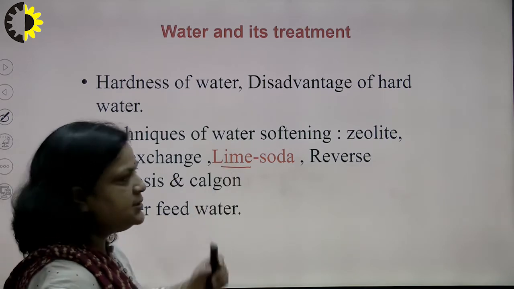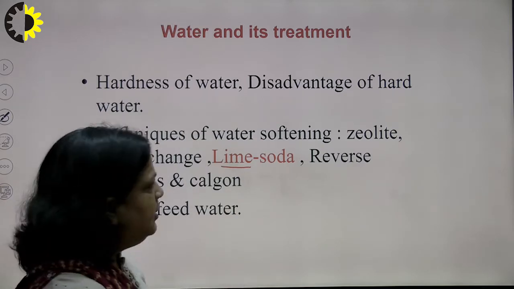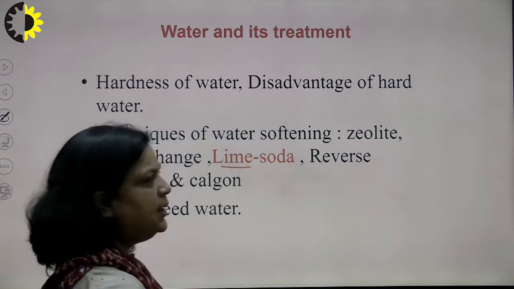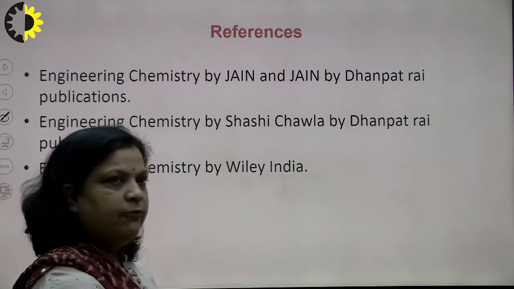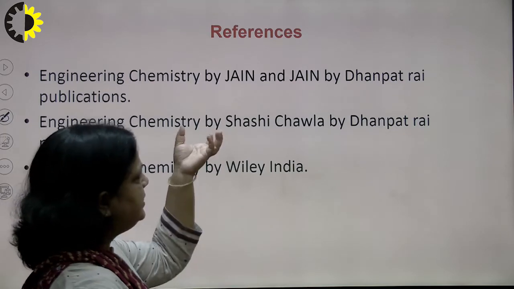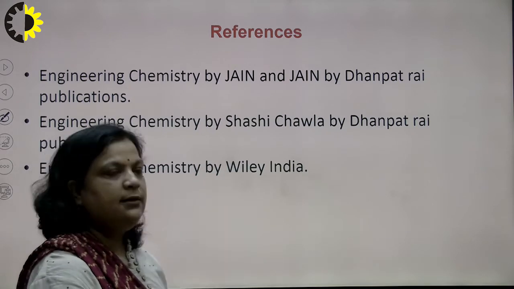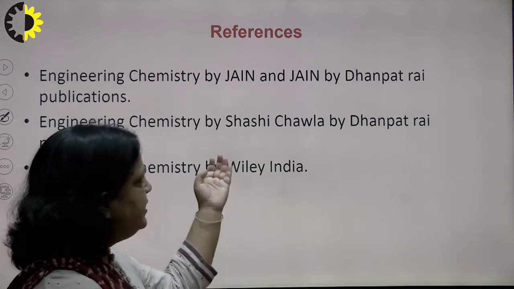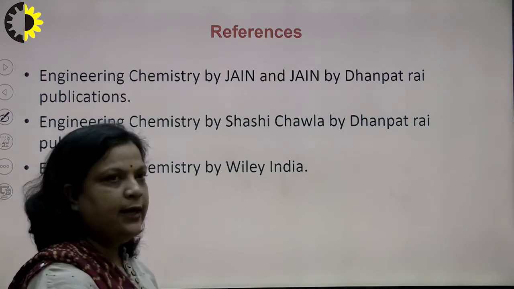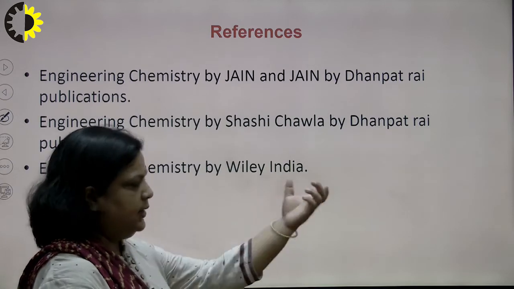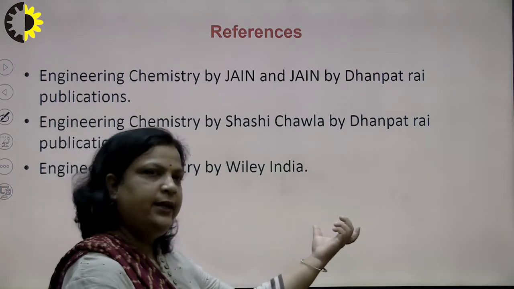These three processes are very common, especially for industrial purposes, but this fourth process, reverse osmosis, is not frequently used. For this lecture I basically consider the following references: Jain and Jain, Engineering Chemistry, and second, Shashi Chawla, by Dhanpat Rai publication or by Wiley India. And in the whole lecture there are two or three diagrams, and I have already mentioned the source of the diagrams.